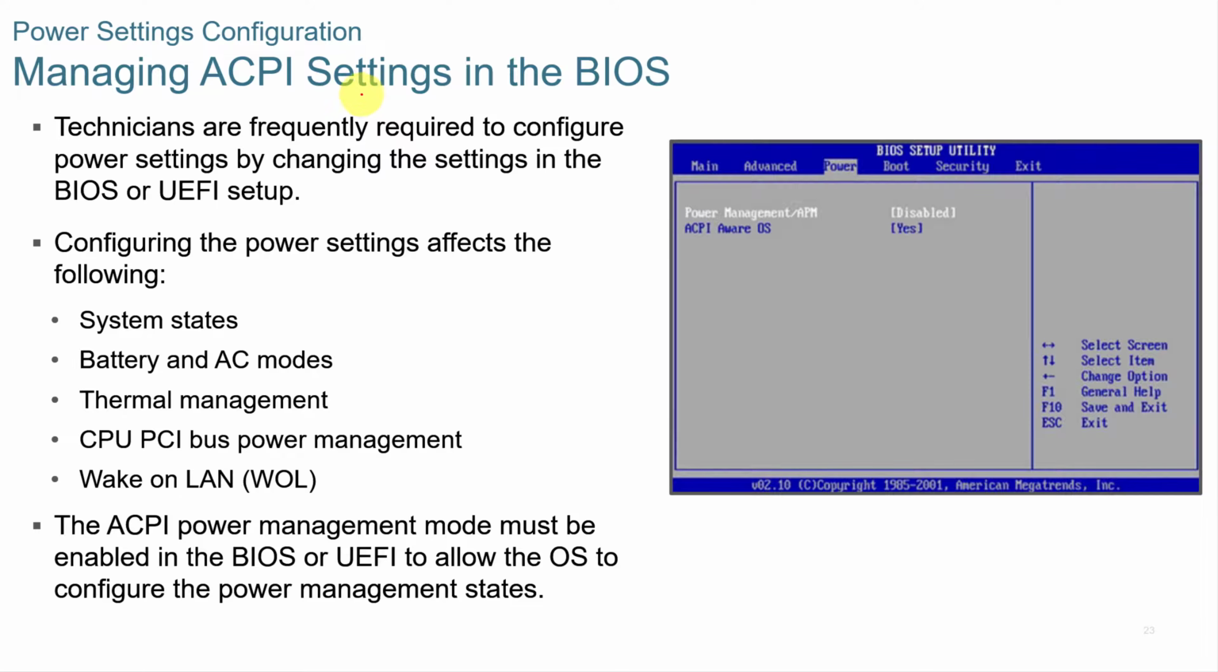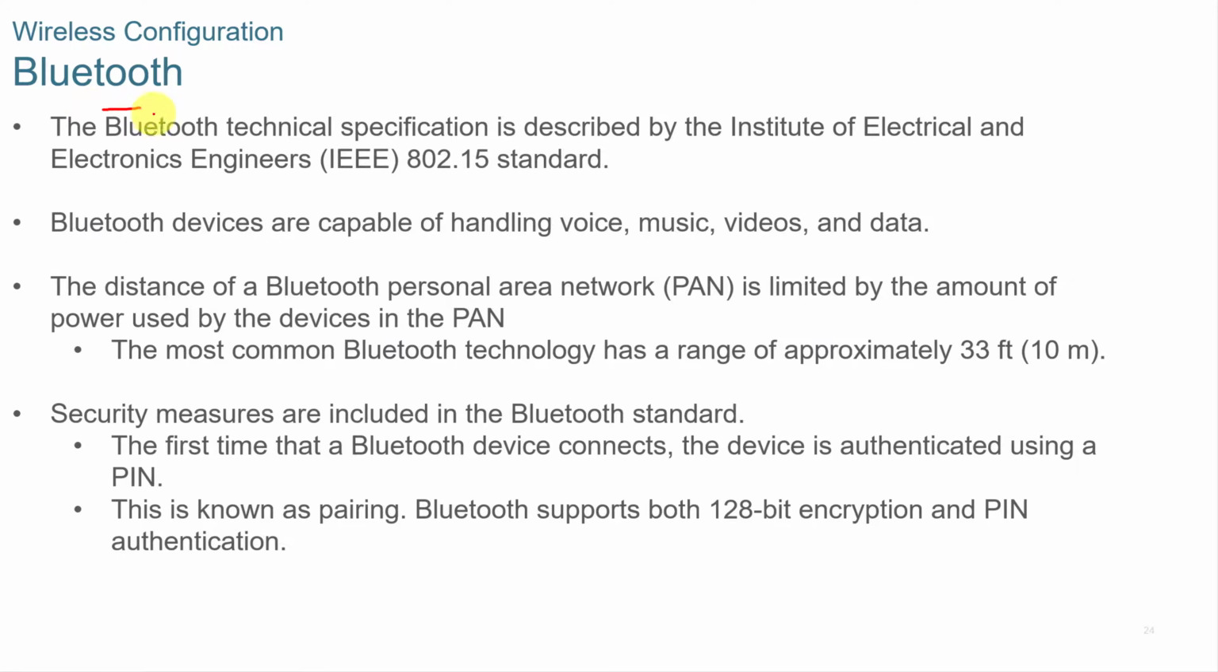This is a scheme in the BIOS on a laptop. Technicians are frequently required to configure power settings by changing the settings in the BIOS or the UEFI setup. You can change the system state, the battery and AC modes, and it just depends on the BIOS or the UEFI for that manufacturer. Now, Bluetooth technical specs are described by the IEEE 802.15.